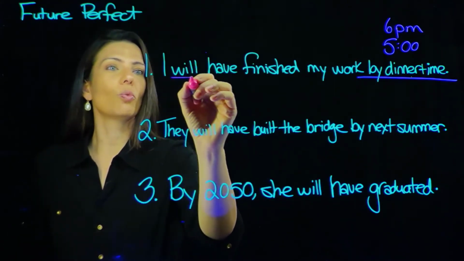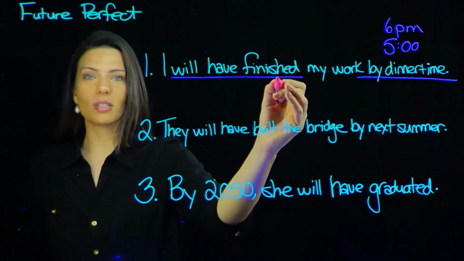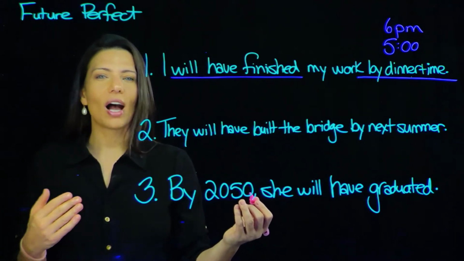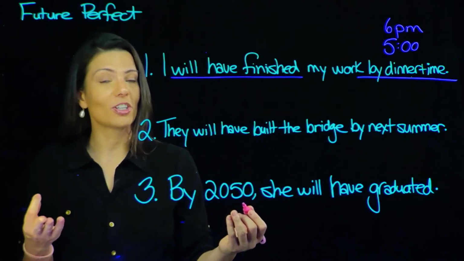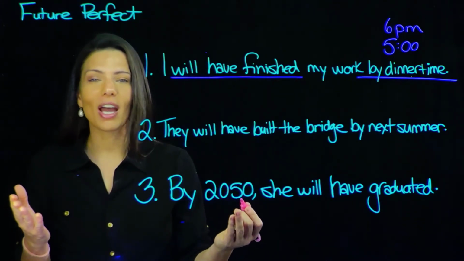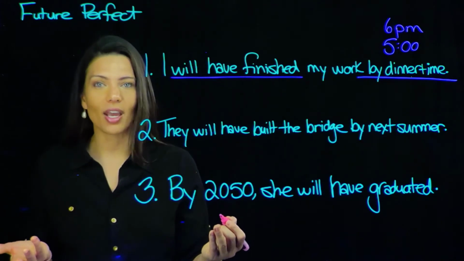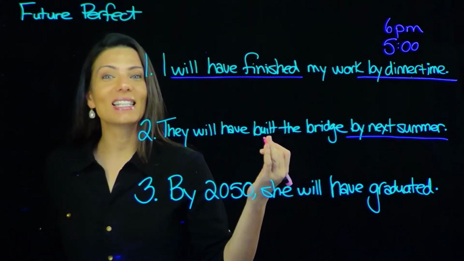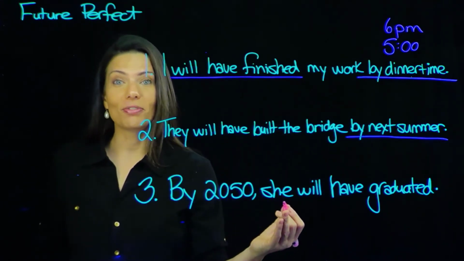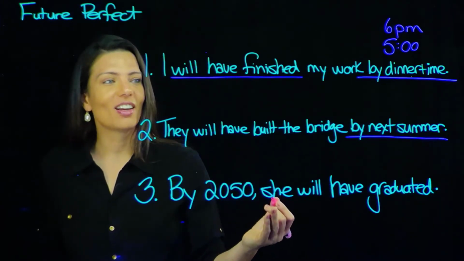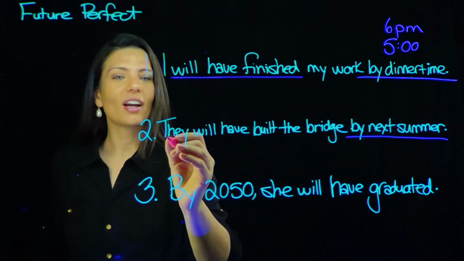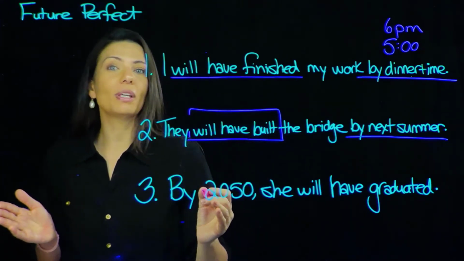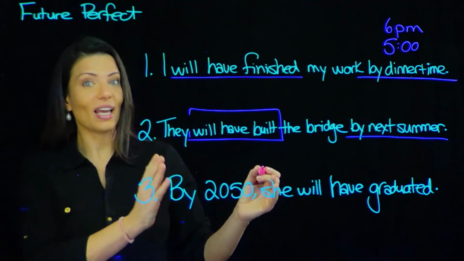So here we go with the future perfect, will have plus past participle. So sometime between now and dinner time, I will have finished my work. Now, I don't know exactly what time I'm going to be finished my work, and that's the beauty of the future perfect. It's happening somewhere along that scale of time. Number 2, they will have built the bridge by next summer. So by next summer is the deadline. It doesn't say by August the 15th or by July the 30th, but it just says by next summer. So here, they will have built the bridge. That building and that completion is going to be finalized sometime by next summer.